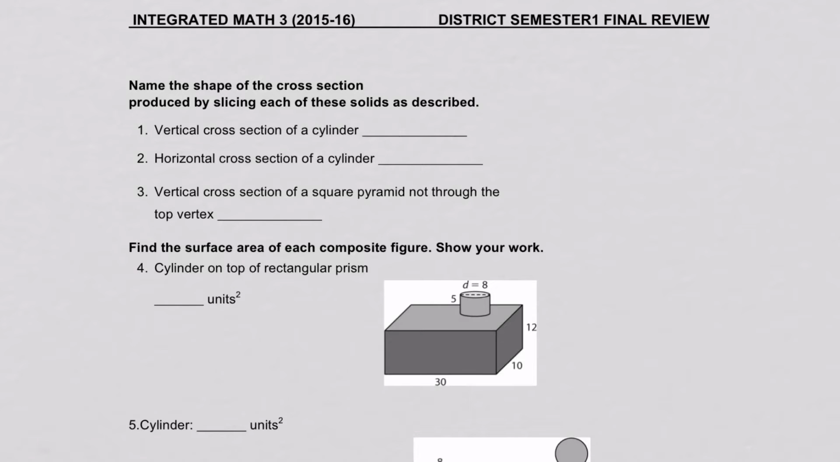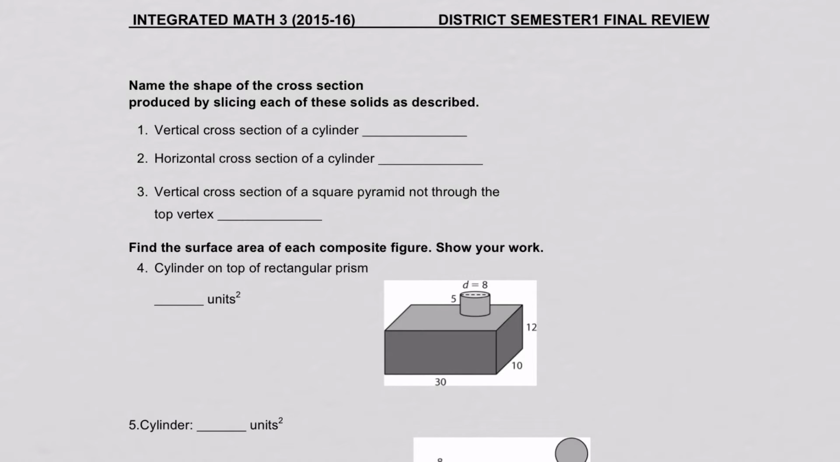Okay, so this is the review for the Integrated 3 first semester final exam. Let's start already. Let's get to work. The first three problems have the same instructions. It says, name the shape of the cross-section produced by slicing each of these solids as described.